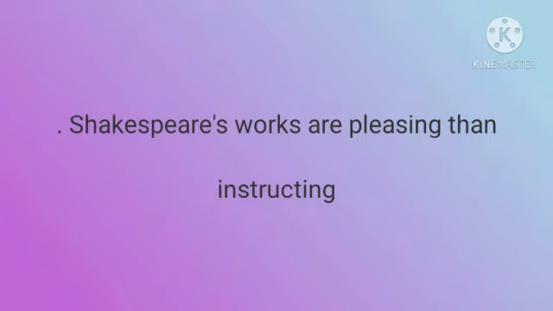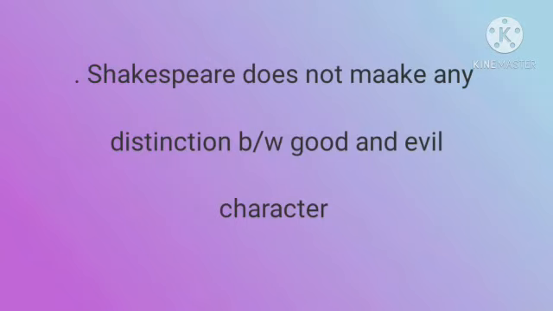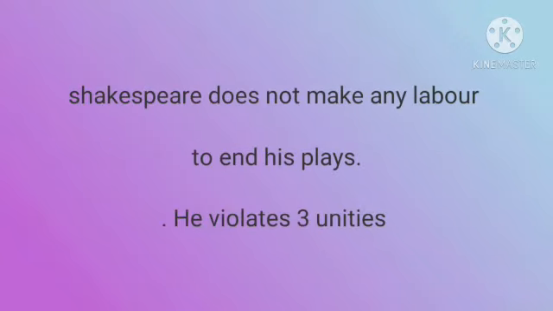He says Shakespeare lacks clear and distinct moral purpose because he only wrote for profit and pleasure. Next point is he says Shakespeare does not make any distinction between good and evil characters, and Johnson called this barbarizing or savage. And the next point is Shakespeare does not take any labor to end his plays. And also he violates the three unities and he didn't have any guilty feeling for that.